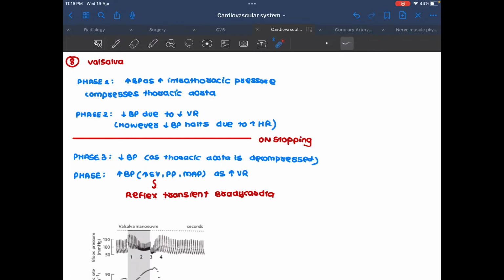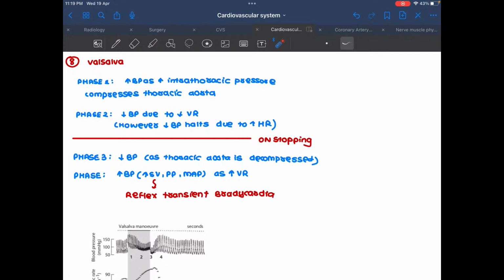Once I stop the Valsalva, now what's going to happen? The first thing that's going to happen is the compression over the thoracic aorta is going to get relieved, and now the blood pressure will fall for a small amount of time. And then after that, because the venous return gets augmented, I'm going to see an increase in the blood pressure. And last, as a concluding response, I'm going to see the increase in blood pressure causing a reflex transient bradycardia.